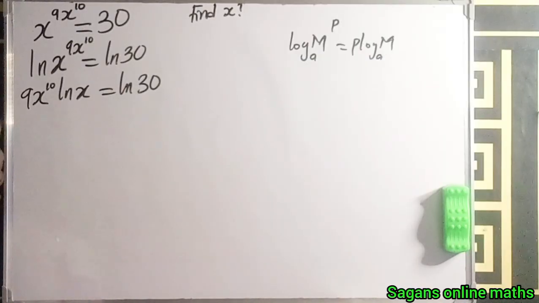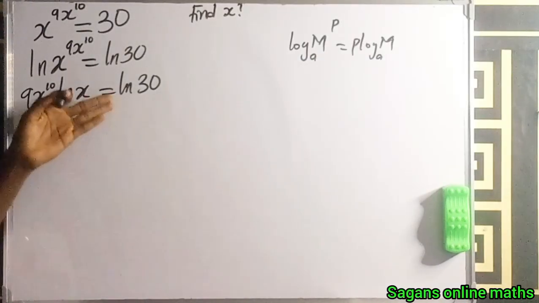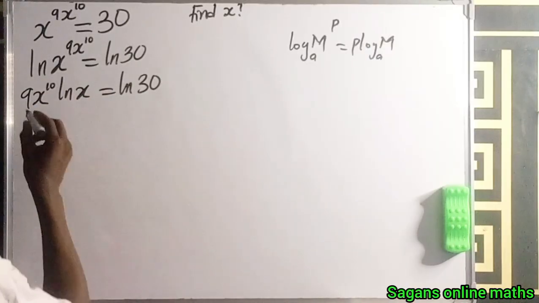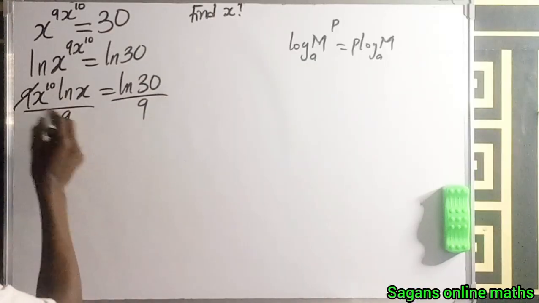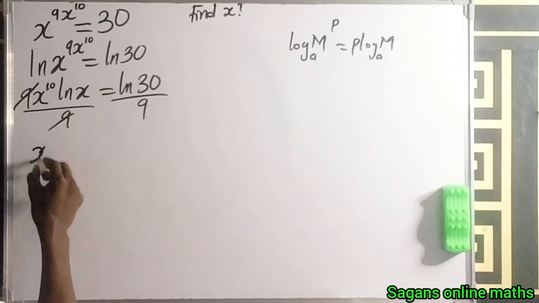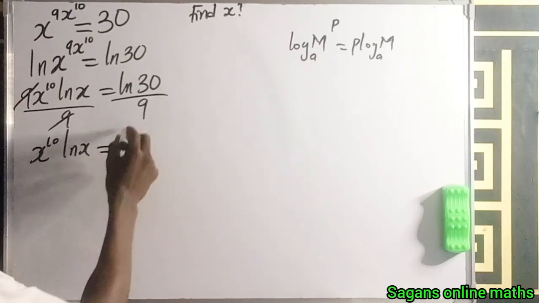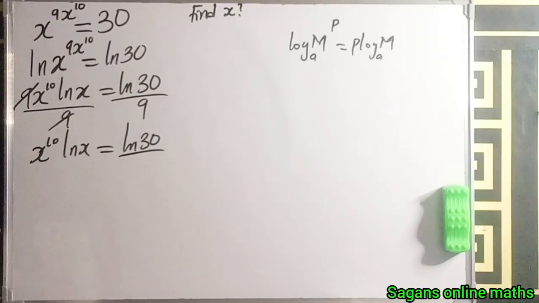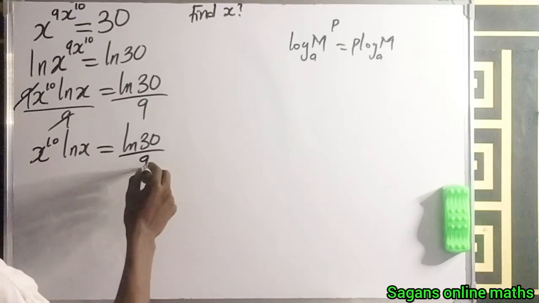Okay. Now let's isolate 9 from here. Let's remove 9 because our target, while we are solving, is to know the value of x. So let's remove 9 from here. If we divide both sides by 9, this 9 cancels out, and we are left with x to the power of 10 ln x, multiplied by ln x, equals ln 30 divided by 9, right?